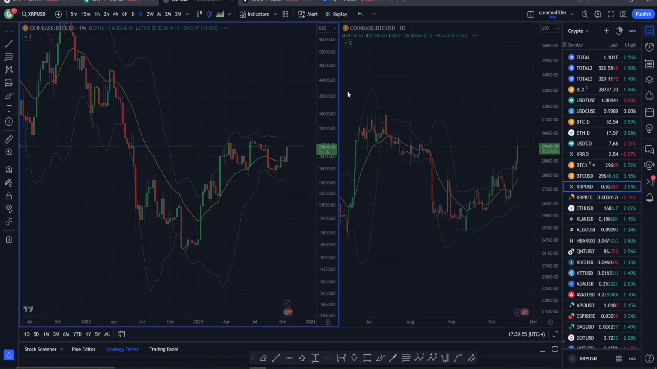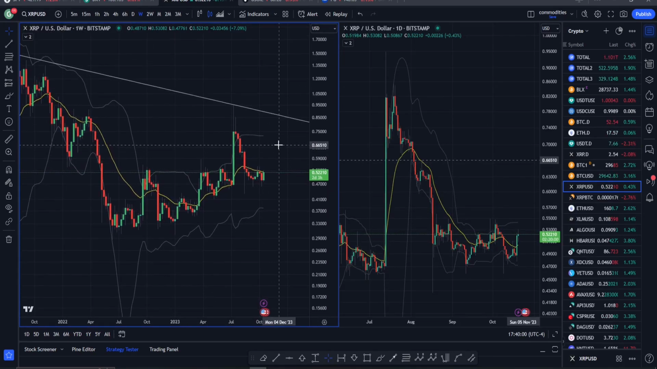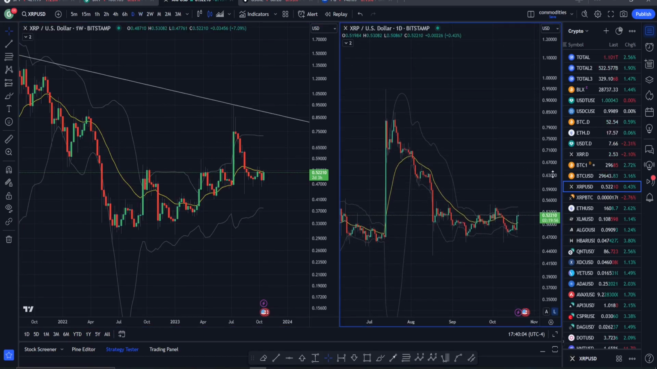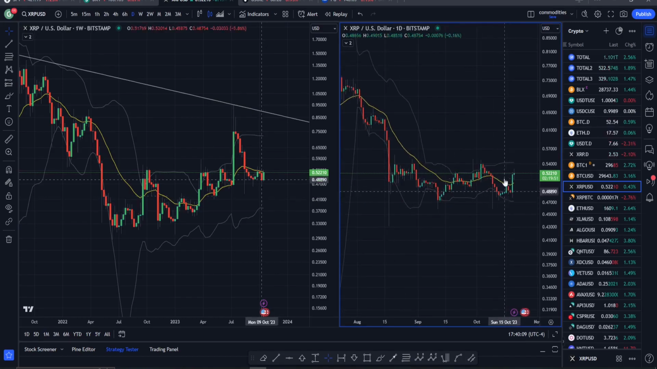Turning to XRP. Nice green week here in XRP. There was news in the lawsuit that the SEC did dismiss the charges against the CEO and CFO of Ripple Labs. So that did happen yesterday. That was a very bullish catalyst, as you see the nice green candle we got yesterday.